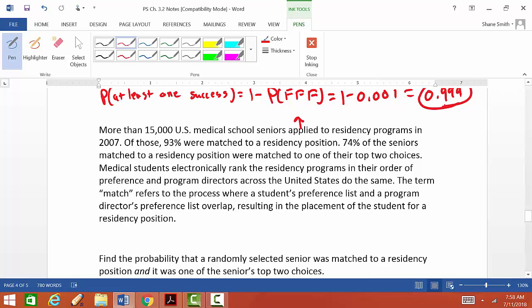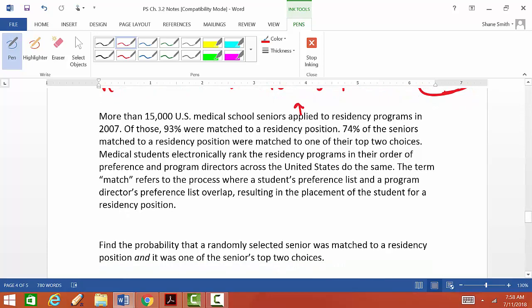It says more than 15,000 U.S. medical school seniors applied to residency programs in 2007. 93% were matched to a residency position. 74% of the seniors matched to a residency position were matched to one of their top 2 choices. Medical students electronically rank the residency programs in order of preference. The program directors across the United States do the same. The term match refers to the process where a student's preference list and a program director's preference list overlap, resulting in the placement for a student at a residency position.